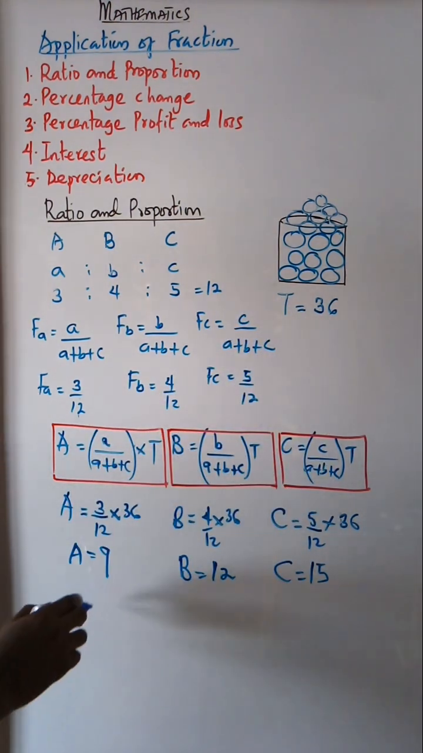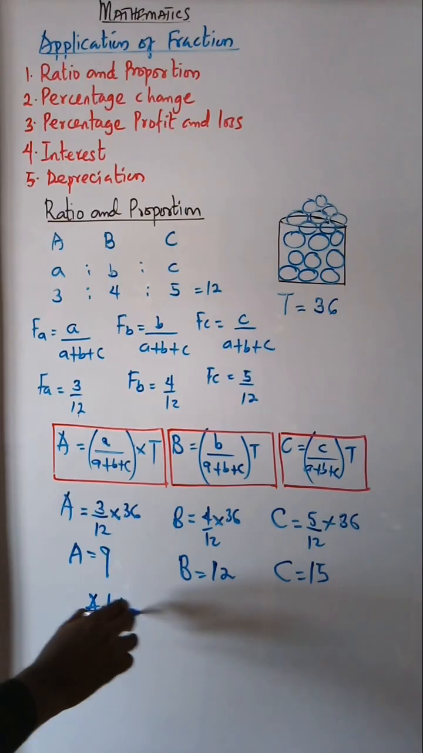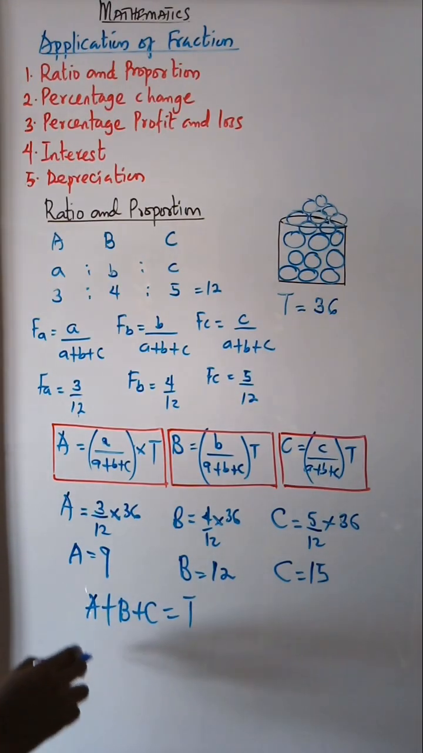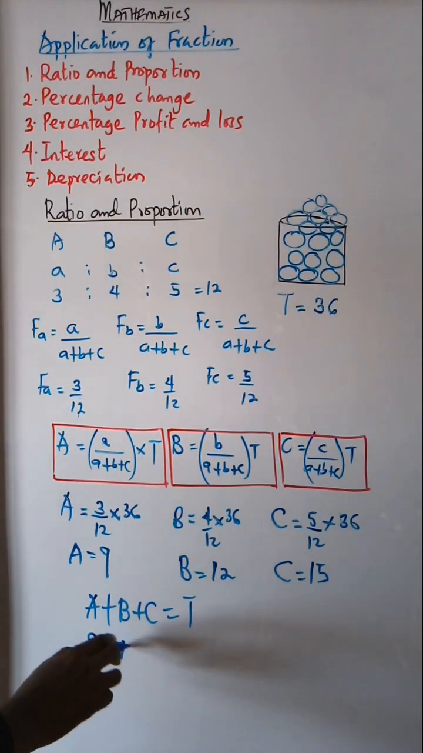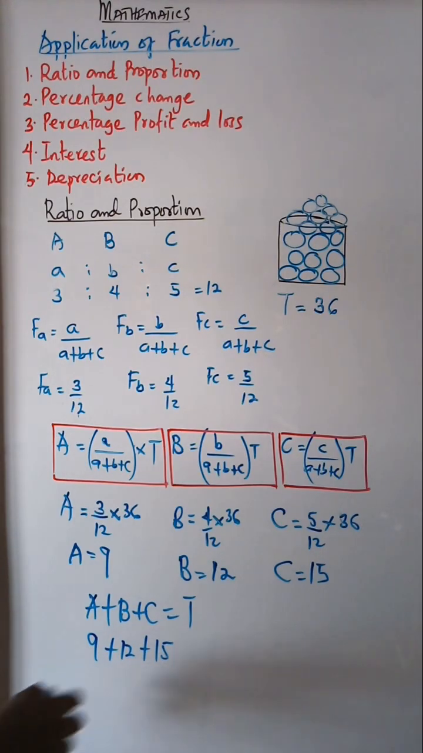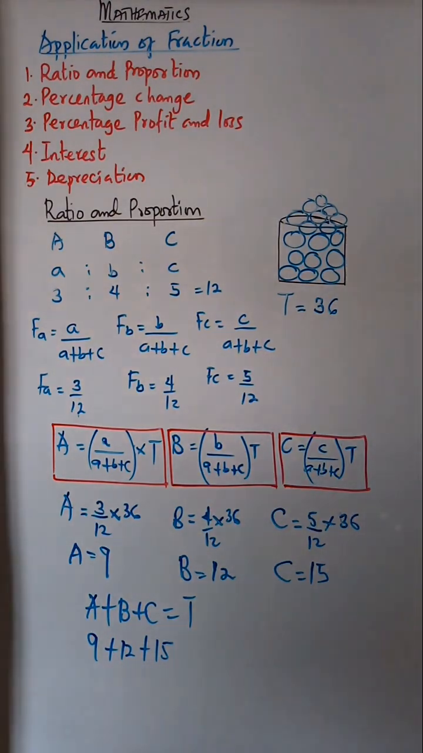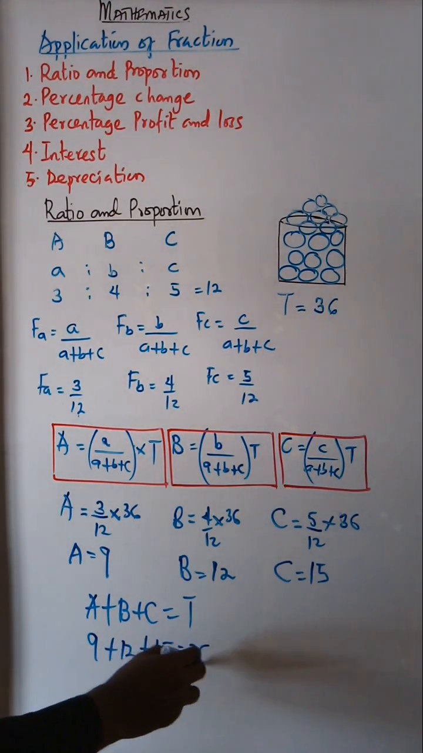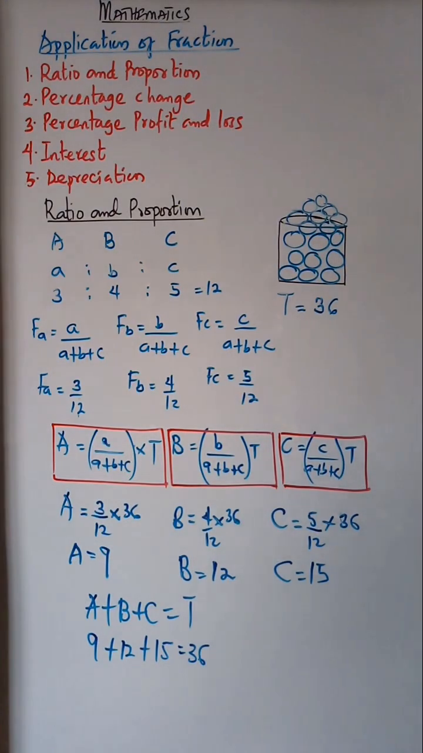If we add the proportions of A, B, and C, we should get the total. What is A? 9. What is B? 12. What is C? 15. 9 plus 12 gives us 21. 21 plus 15 gives us 36, which is the total. So what we have in this red is what is most important. Now, that is the end of ratio and proportion.